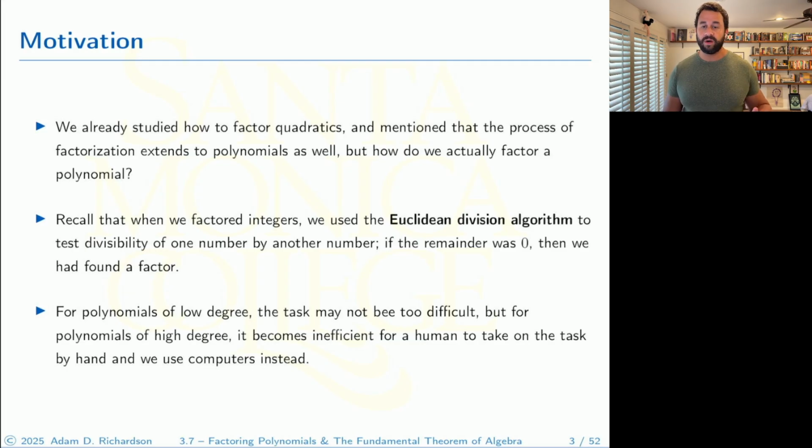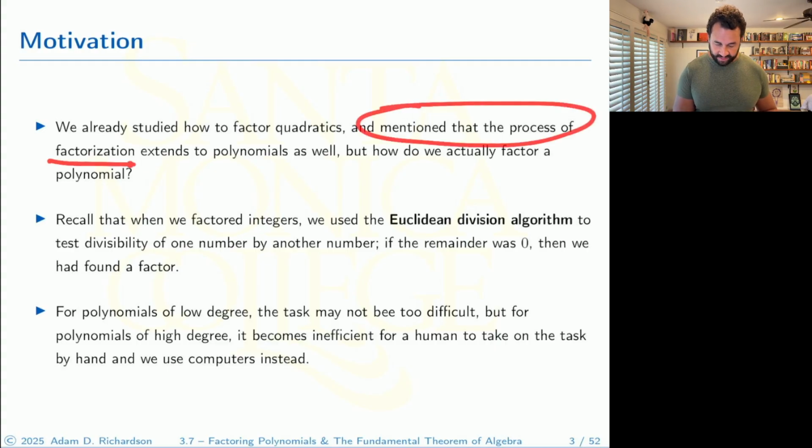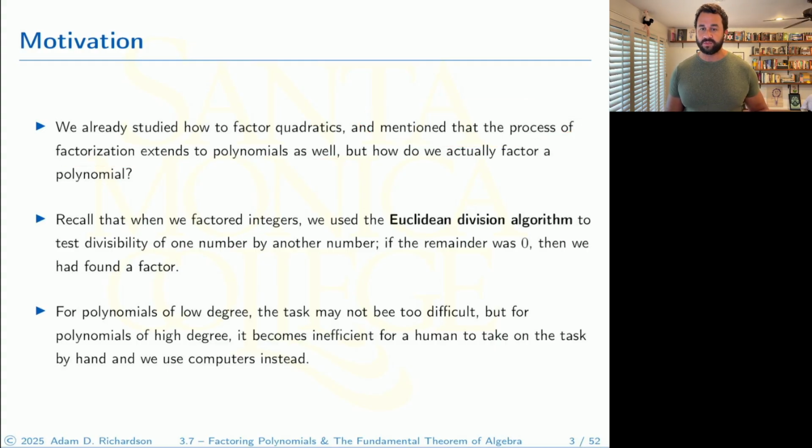We learned how to factor quadratics earlier on in the section, and we mentioned that the process extends to polynomials as well. But the question is, how do we actually factor a polynomial? If the degree is high, like degree 7, 8, 9, how do we factor that? It's not like a quadratic function where we have tools to do it, where we just have the quadratic formula, for example.